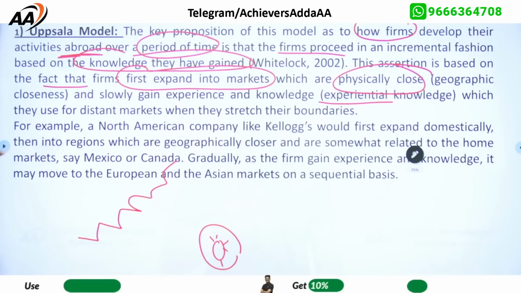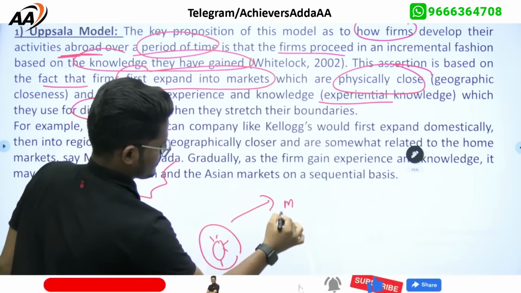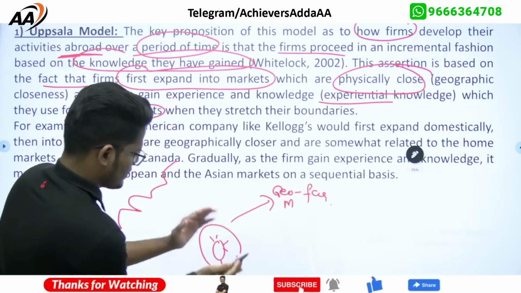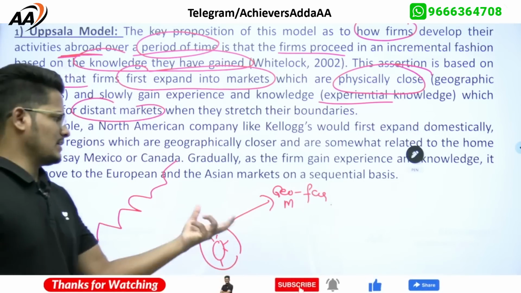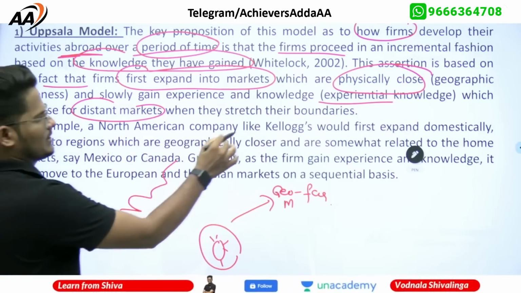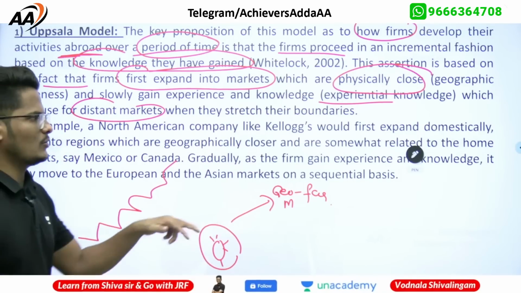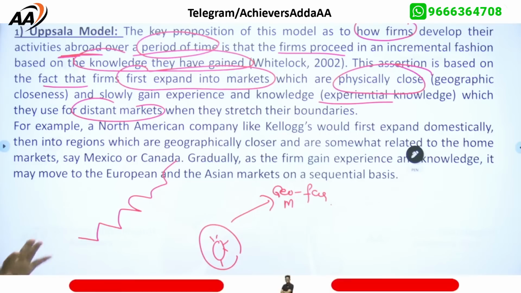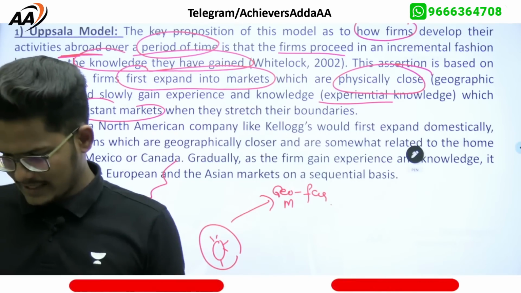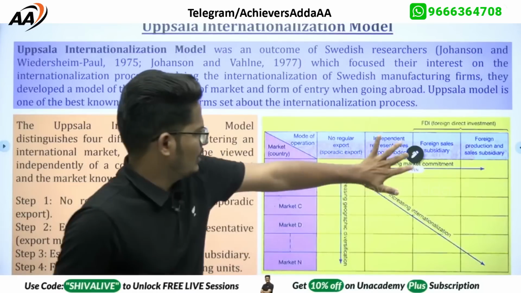Second stage, they use distant markets, meaning geographically far away markets also you can invest in. After investing in nearby countries, you can go for far countries when they stretch their boundaries. For example, a North American company like Kellogg's would expand domestically into the regions which are geographically closer to North America. In the same way, Indian companies also have to perform their activities in similar countries or countries of a similar nature. This is how you can look at it.